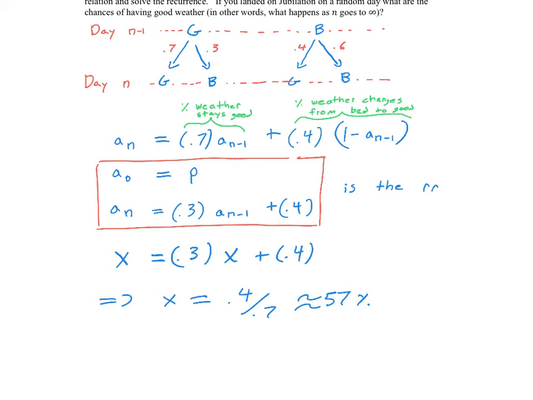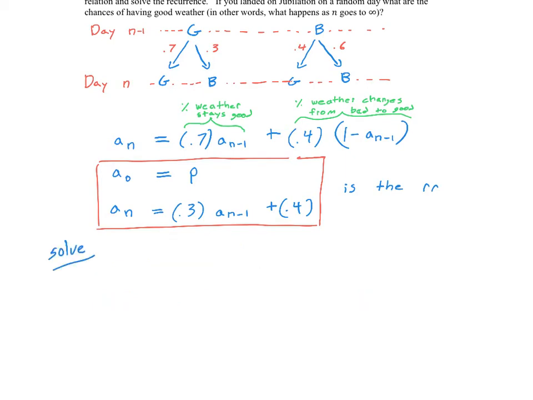Now, of course, this assumes that our sequence of numbers does converge to a particular probability. And the question also asks us to solve the recurrence relation. So we haven't really done either of those things. So let's erase that and try to solve our recurrence relation.